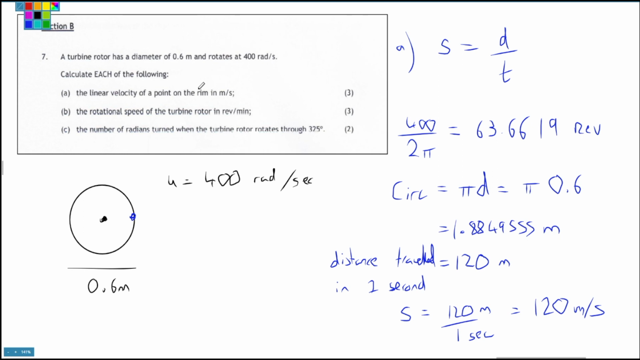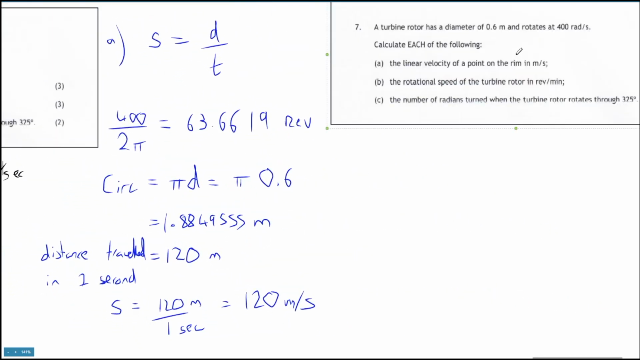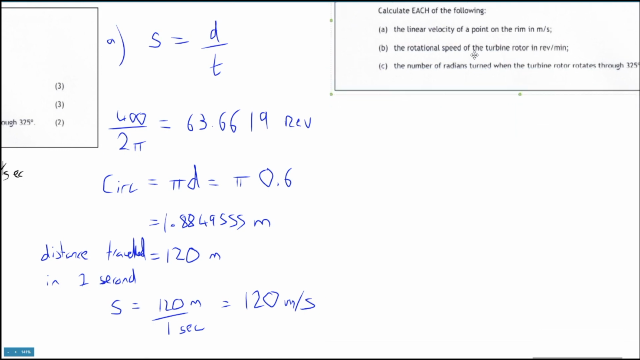So let's do part B. The rotational speed of the turbine motor in revs per minute. That looks really easy. It looks like we've already calculated this. The rotational speed of the turbine in revs per minute. Let me just pop that up there.